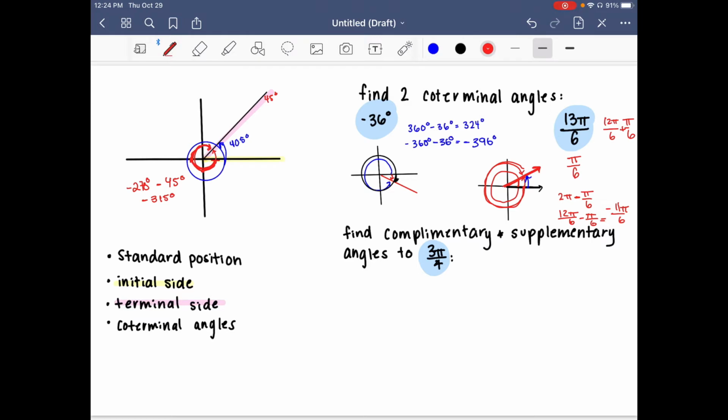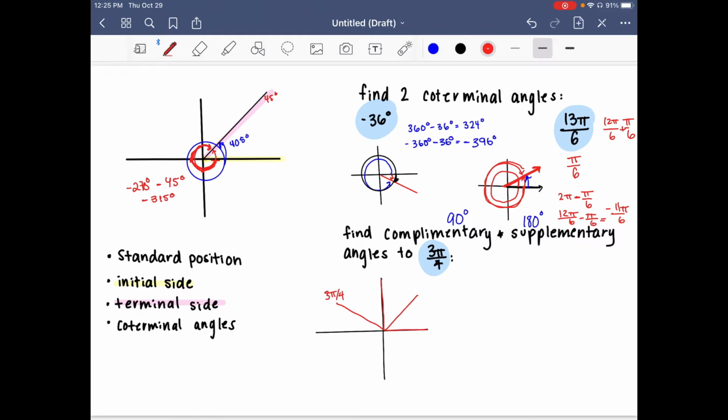Okay, now we're going to talk about finding complementary and supplementary angles. So if we remember from Math 2, complementary means that there are two angles that add up to 90 degrees, and supplementary means that there are two angles that add up to 180 degrees. So they're asking us about the angle 3 pi over 4. I know that this is 0 pi here on my x-axis. This is pi over 4 here. This is pi over 2, or 2 pi over 4. So this angle here is 3 pi over 4.